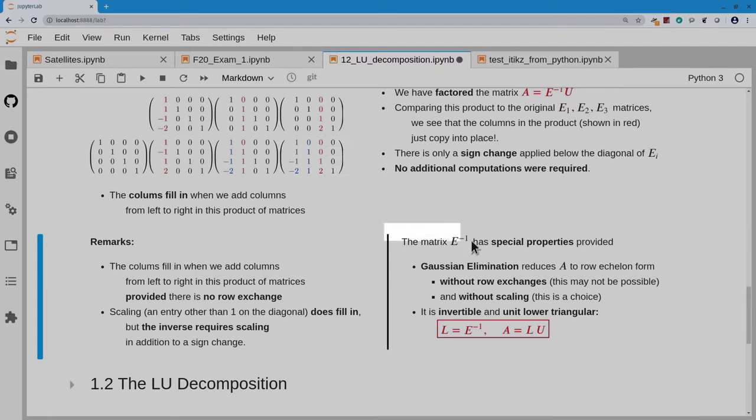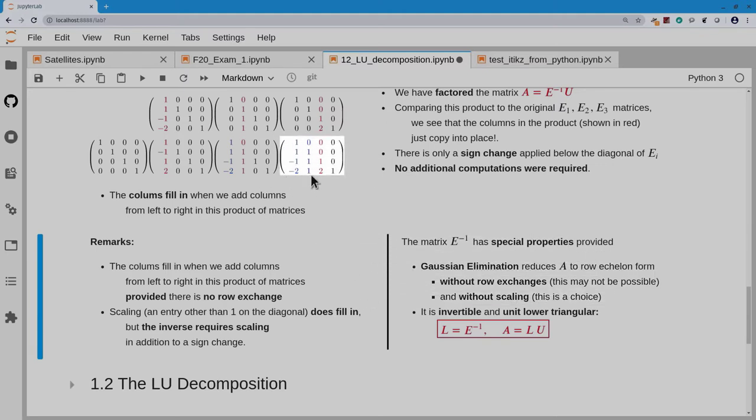So computing that inverse matrix E is going to be very easy when I don't do any scaling. That's a choice. But also when I don't do any row exchanges, and the row exchanges I may have to do, so that is not a choice. I just have to have a case where no row exchanges are required.